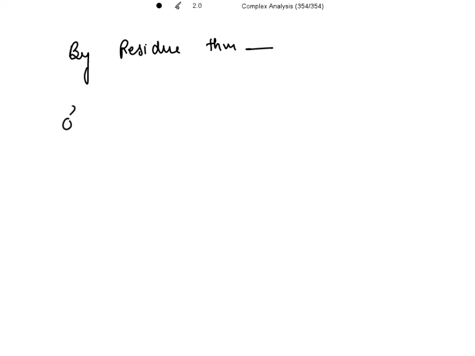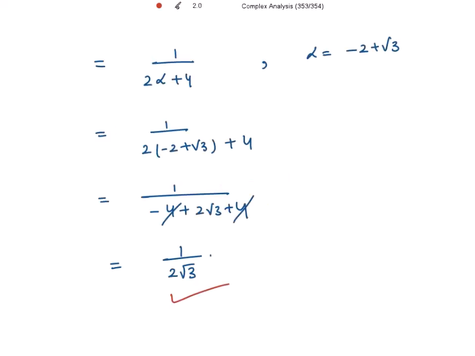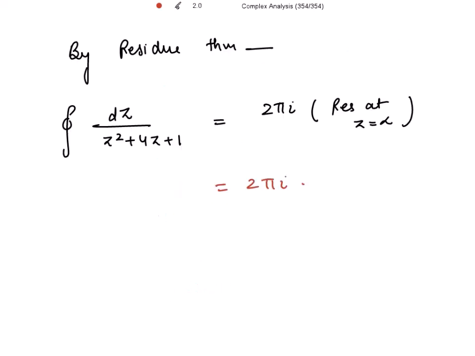the given integral, that is dz divided by z square plus 4z plus 1, is equal to 2 pi iota into what is the residue? 1 divided by 2 root 3, right? So writing here 1 divided by 2 root 3. So just cancelling this 2 from this and we get pi iota divided by root 3.